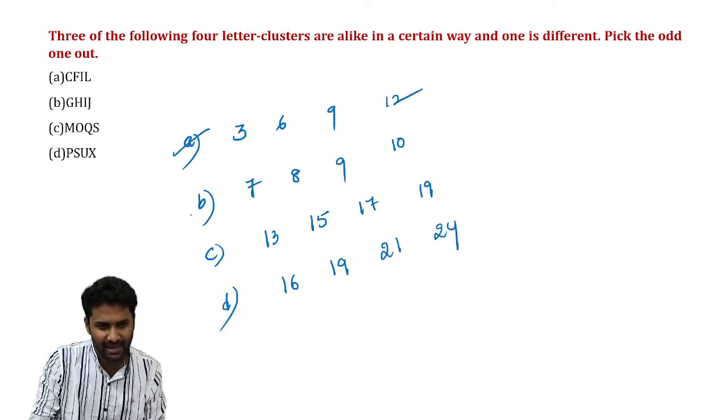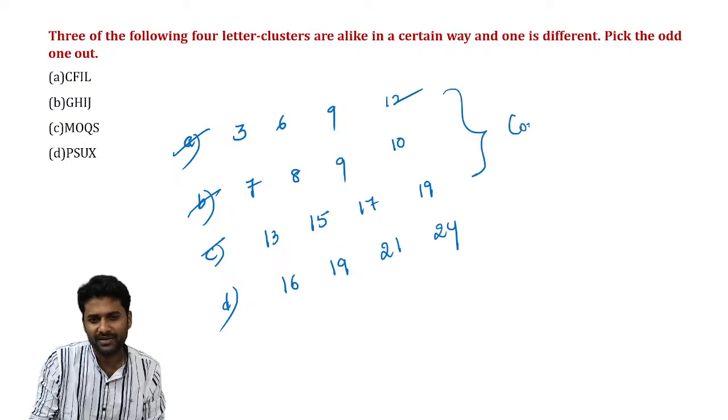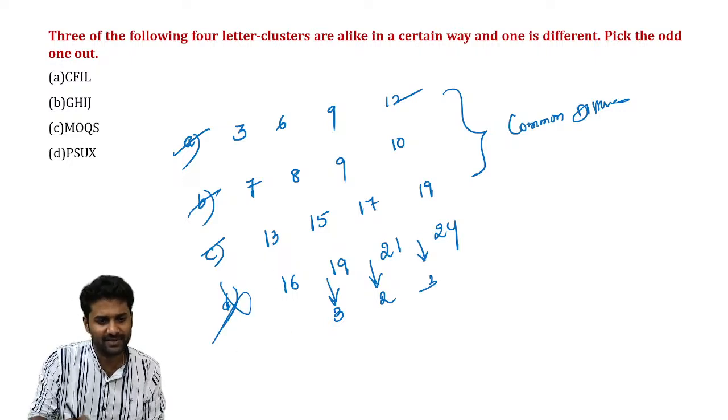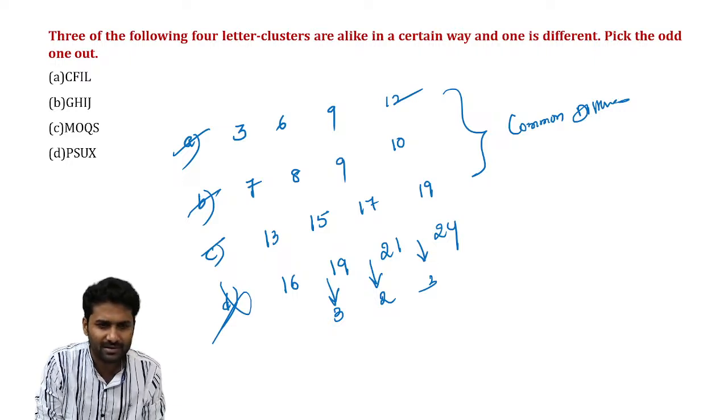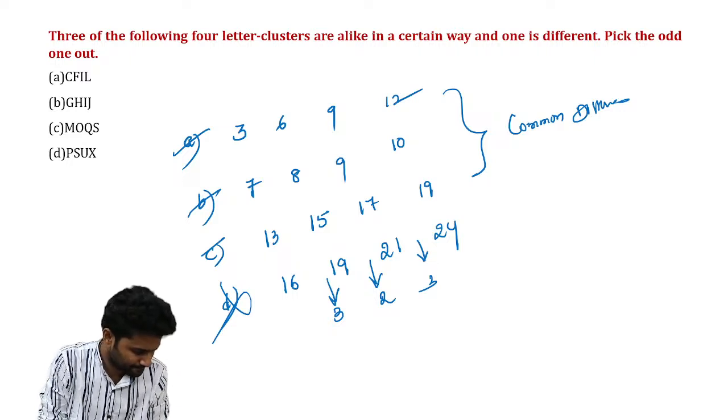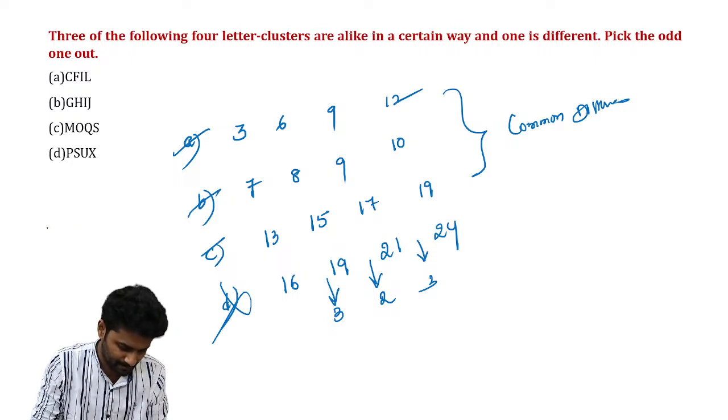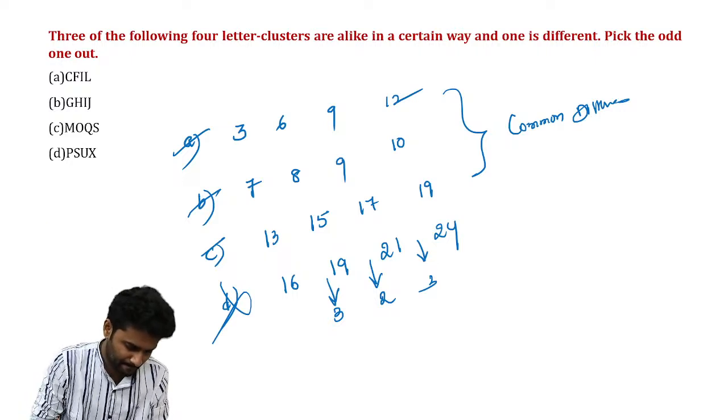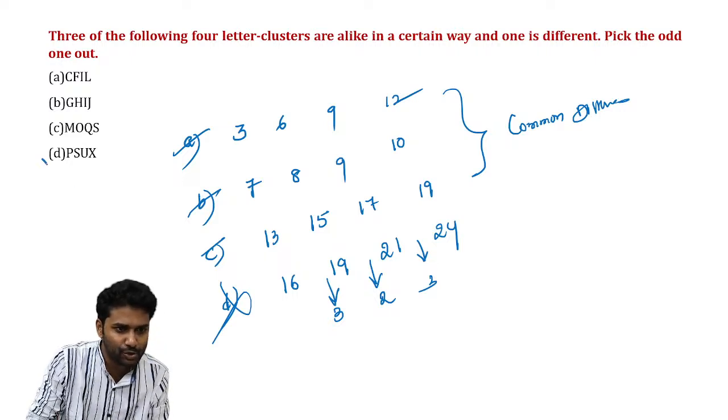If you observe, options A, B, C have a common difference. They have the same difference. But here the difference is not common. Here the difference is 3, here the difference is 2, and here again the difference is 3. That's why D is the odd one. So PSUX is the odd one out.